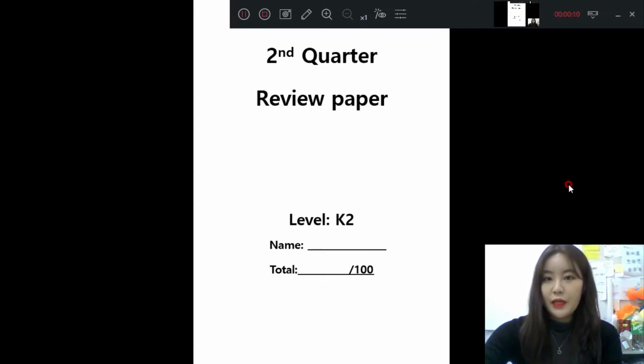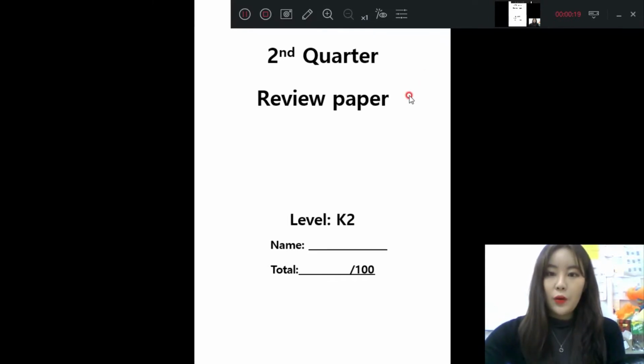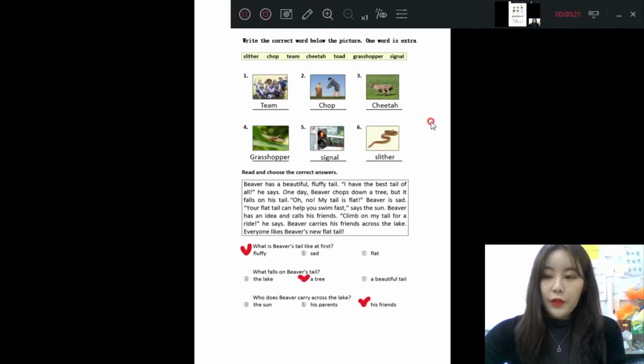Now, the reason I'm here right now is we are going to review the second core review paper, okay? Are you guys ready? Here we go. It was the first page of your core test or the review paper, right? So this is the first section and you guys have to write down the correct words below the picture. And since 6 words are given here, but only 5 pictures are shown, right? Which means 1 is extra, okay guys?